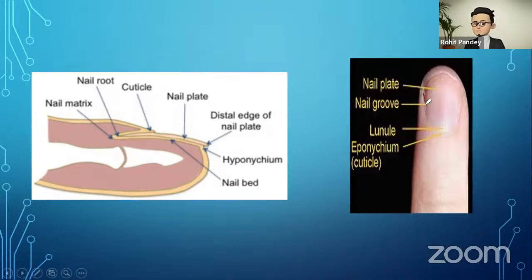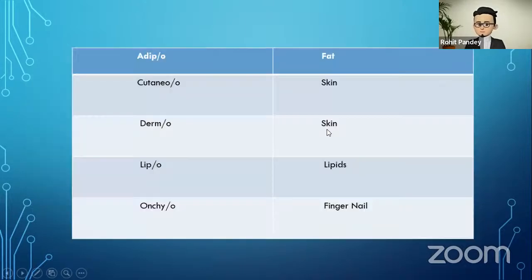Okay, this portion is called the nail groove. And that thing, that is called the lunula. It is like a moon. And that portion is called the cuticle or eponychium.